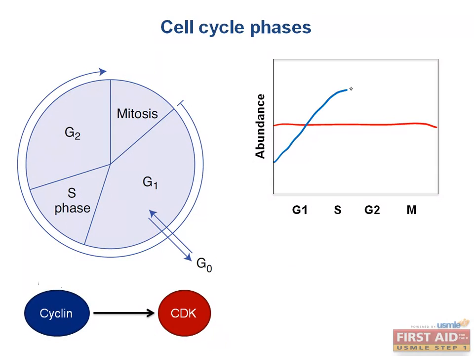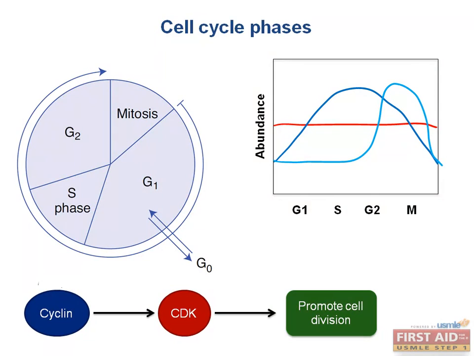The concentration of cyclins fluctuates over time, depending which phase of the cell cycle the cell is in. There are several different cyclins, and they're present at different phases of the cell cycle. The cyclins will activate specific CDKs, and the CDKs will then activate other proteins to do whatever needs to be done during that phase of the cell cycle. For example, in S phase, they'll activate proteins to initiate DNA replication.